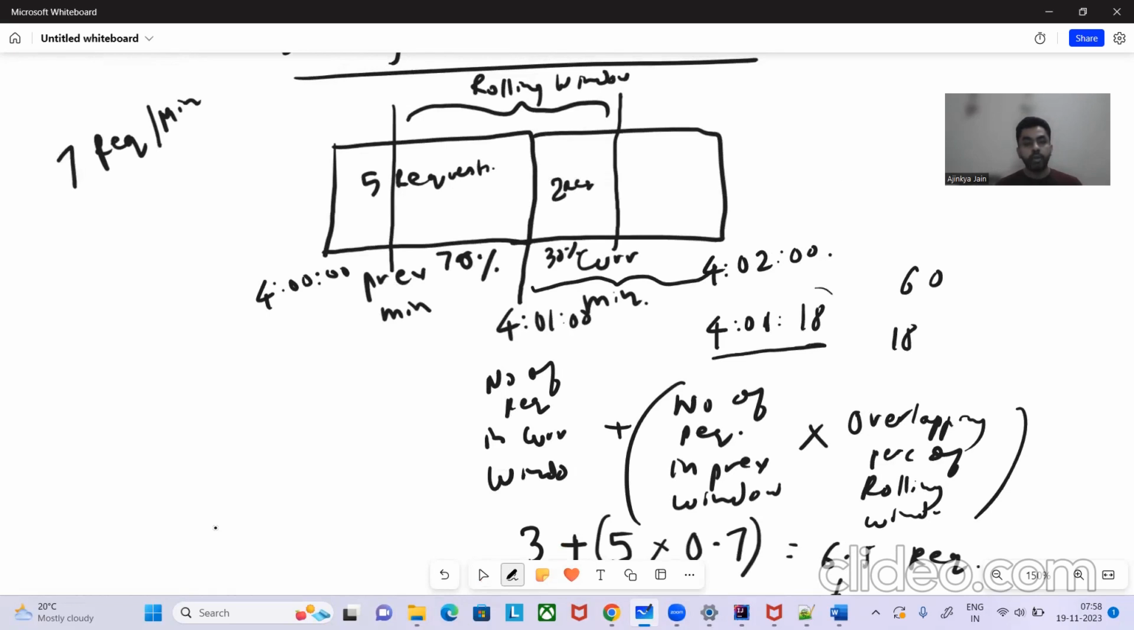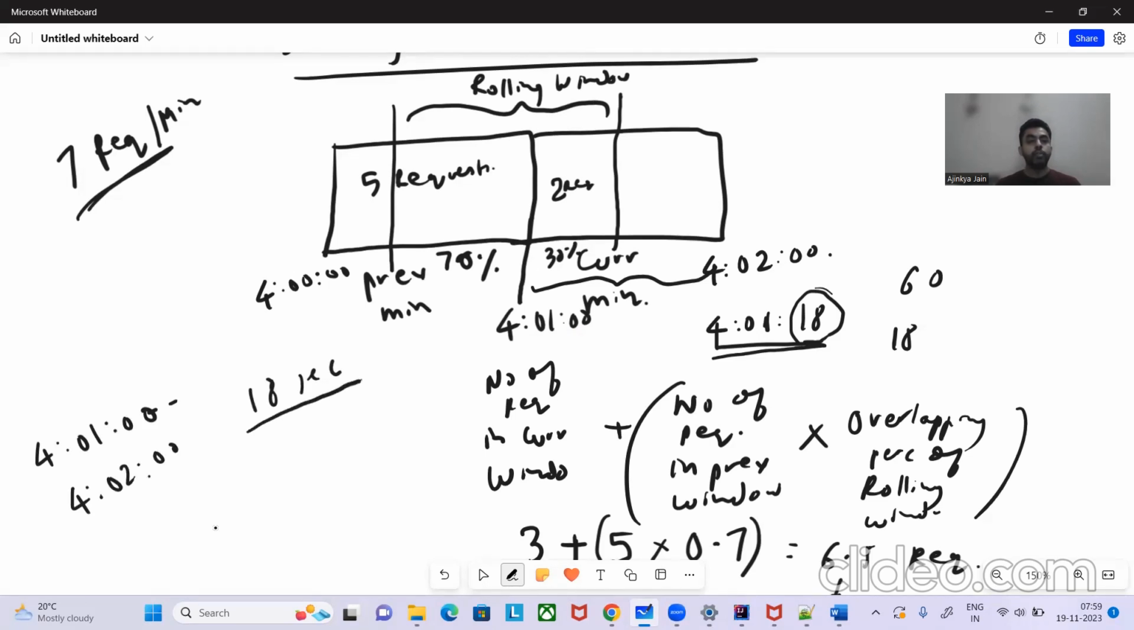So this new request which came at 18 seconds will be accepted, because till now it makes six requests per minute, which is within our limit. So in this algorithm, whenever a new request comes, we consider the percentage of the current window. If it came at 18 seconds, from 4:01 to 4:02, we consider the percentage of the window till this time, which is 30%.